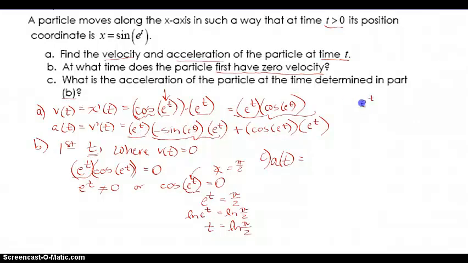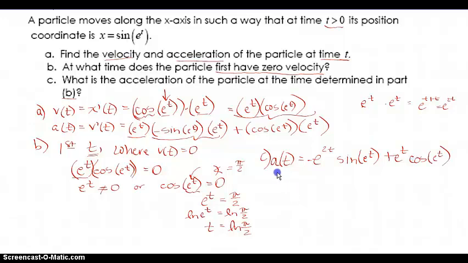Notice that e to the t times e to the t, we use that exponential property that says when we multiply the same bases, we add the exponents. So this becomes e to the 2t. So that first term is e to the 2t. I'm going to factor my negative, put this negative out front, times the sine of e to the t. And then I have plus e to the t, this factor, times the cosine of e to the t.